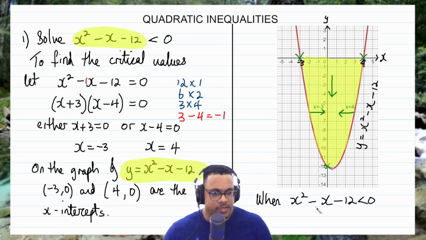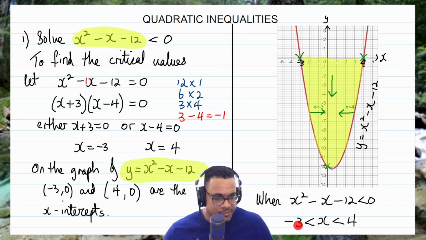So when x squared take away x take away 12 is less than 0, x would be in between -3 and 4. So I'll write it like this. So this would mean x is greater than -3. As you can see here, going this way, x is greater than -3. And now x is less than 4. So it's going this way, x is less than 4. So this would be a solution to this quadratic inequality.